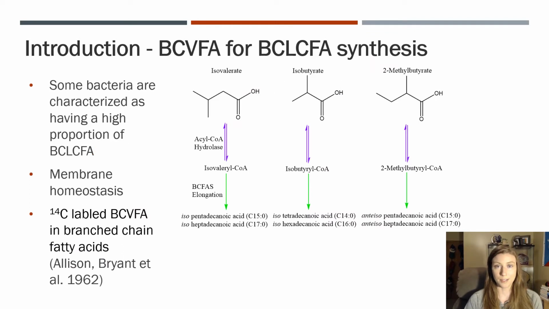Branched-chain volatile fatty acids can be used for branched-chain long-chain fatty acid synthesis. Again, cellulolytics in particular are known for their high proportion of branched-chain long-chain fatty acids in their membrane structure. They use these to maintain membrane homeostasis and fluidity in different environments. Shown on the right here, we can see that both isovalerate and isobutyrate are elongated into iso long-chain fatty acids. However, isovalerate forms odd chain, while isobutyrate forms even chain. 2-methylbutyrate is unique in that it forms anti-iso long-chain fatty acids, and odd chain ones at that.